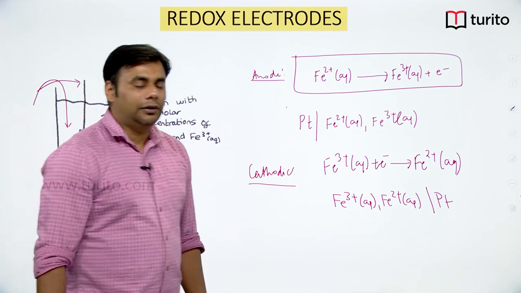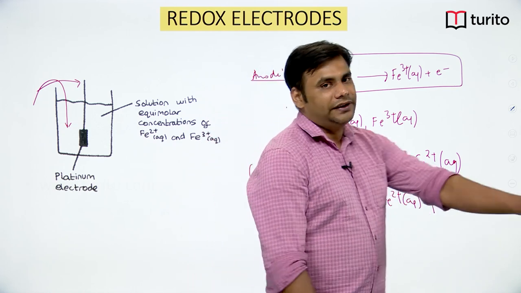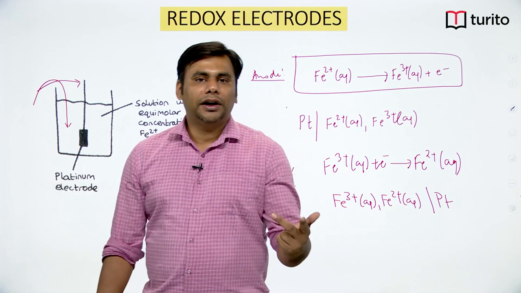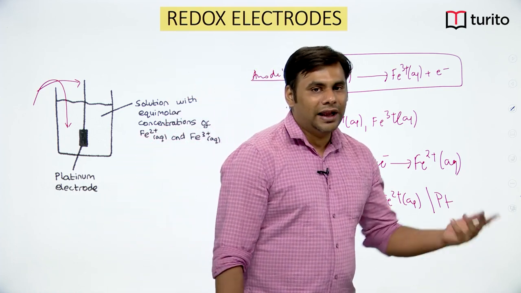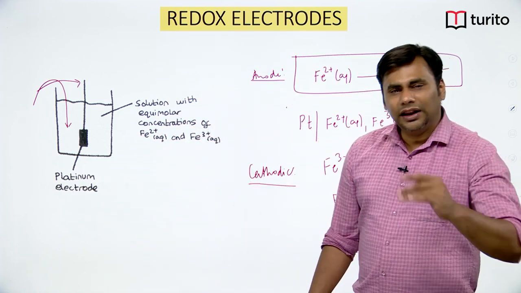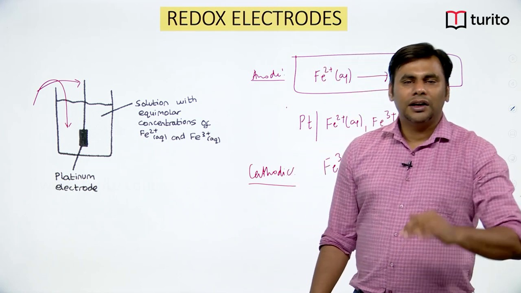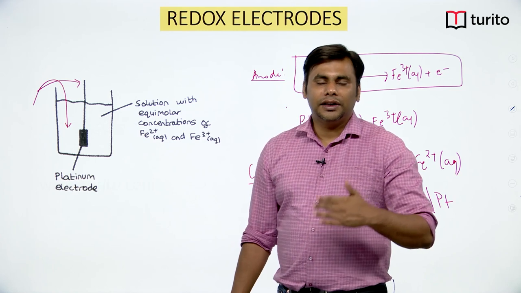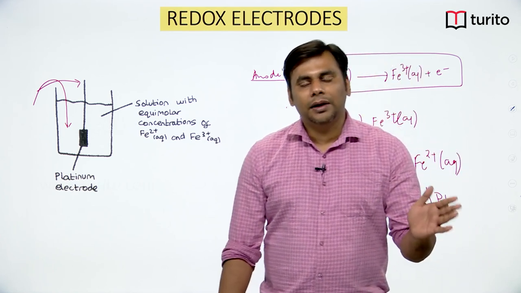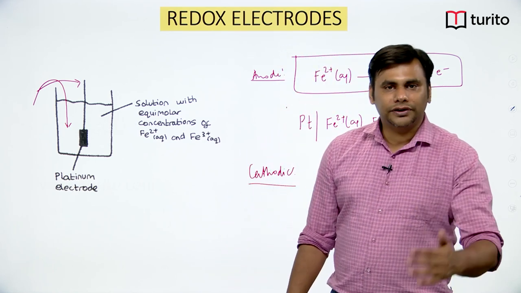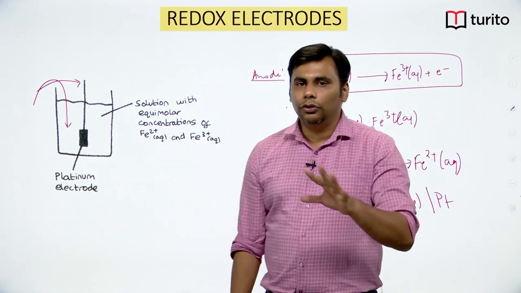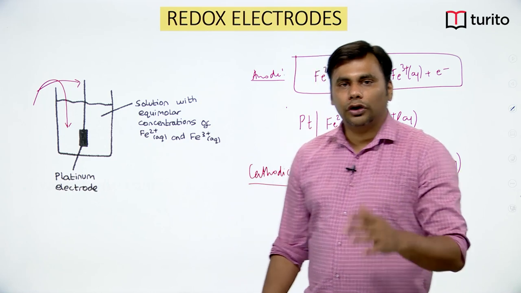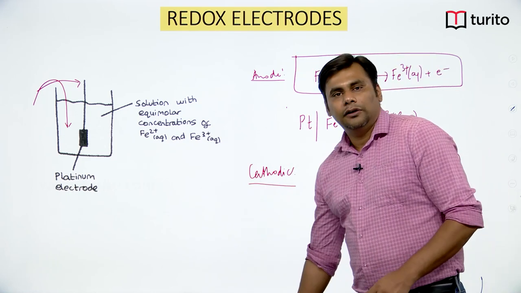So we have dealt with four types of basic electrodes: the gas, gas ion electrode; the metal, metal ion electrode; the metal, metal insoluble salt, common ion electrode; and then the redox electrode. There are two or three more types of electrodes like the quinhydrone electrode, the glass electrode, and the metal, metal amalgam electrode. We are going to discuss them subsequently, but these four are the basics of electrochemistry that you should know. Most of the questions would be formed from these only.